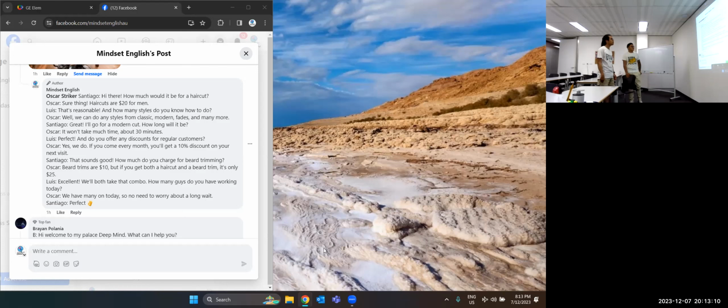Perfect. And do you offer any discounts for regular customers? Yes, we do. If you come every month, you get a 10% discount on your next visit. That sounds good. How much do you charge for beard trimming? Beard trims are $10, but if you get a haircut and a beard trim it's only $25. Excellent. We'll both take that combo.